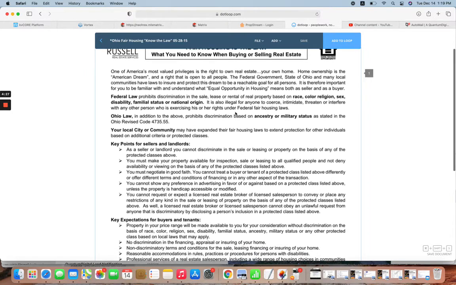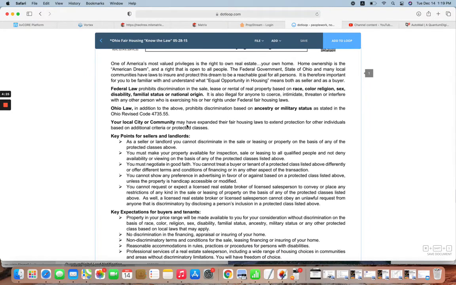So there's three components to it. You have your federal law, your Ohio law, and then your local city or community. But basically, the federal law prohibits discrimination in the sale, lease, or rental of property based on 7 protected classes. Those classes are race, color, religion, sex, disability, familial status, and/or national origin.